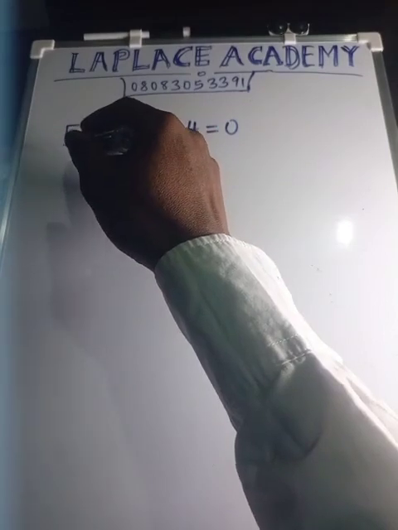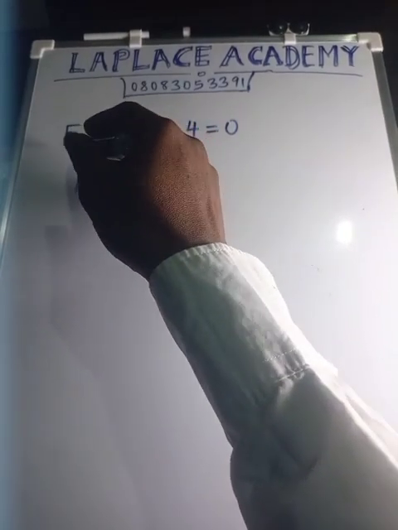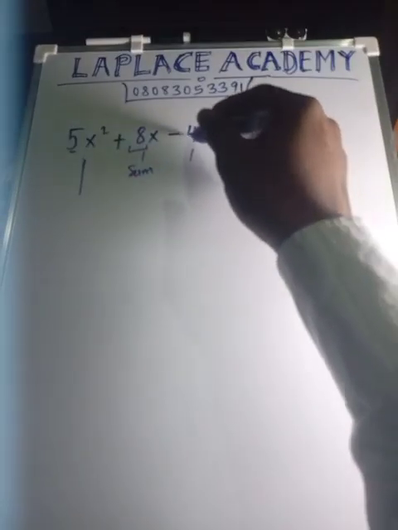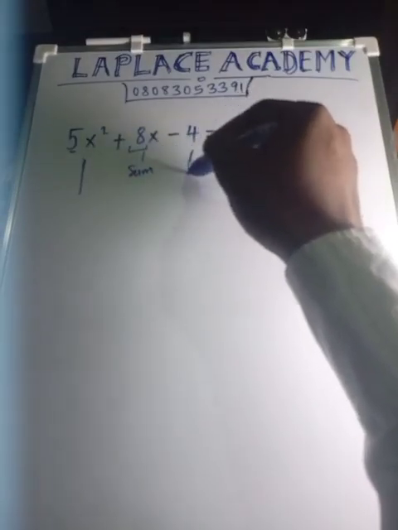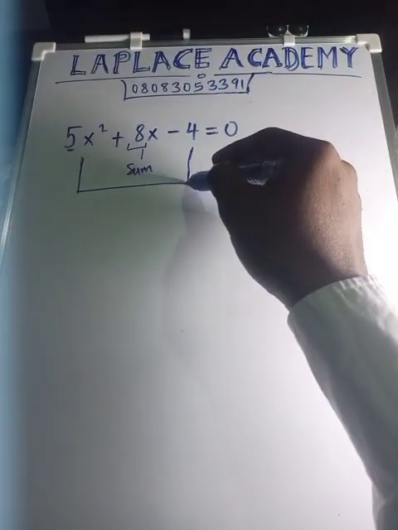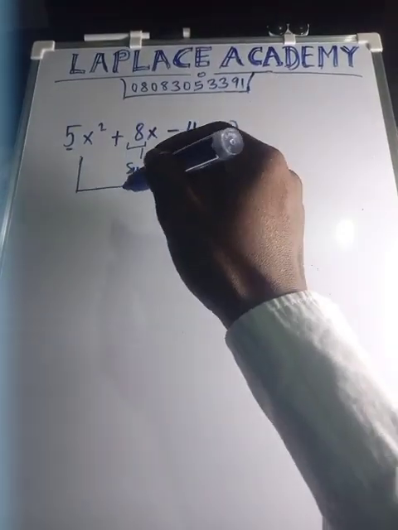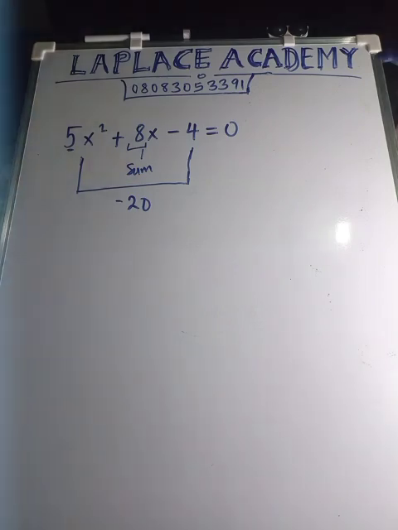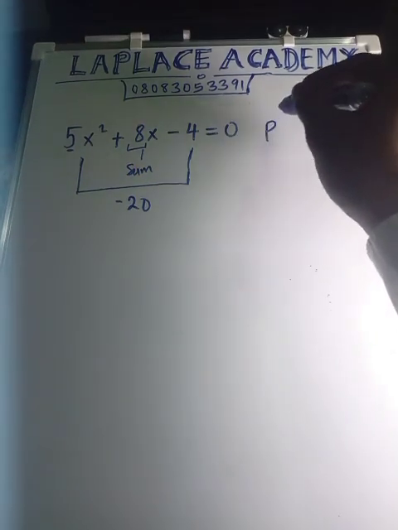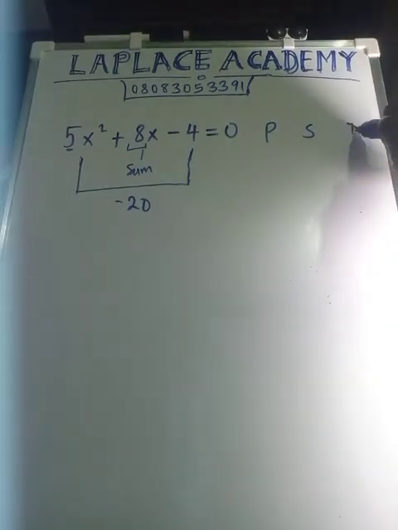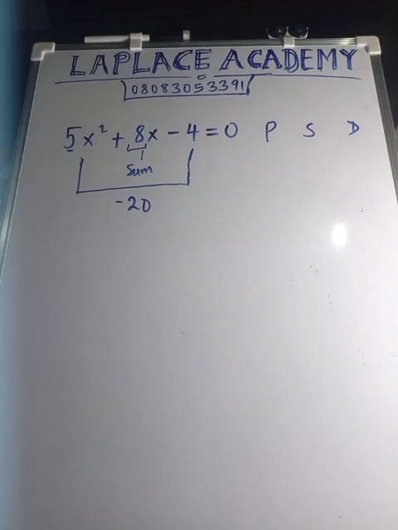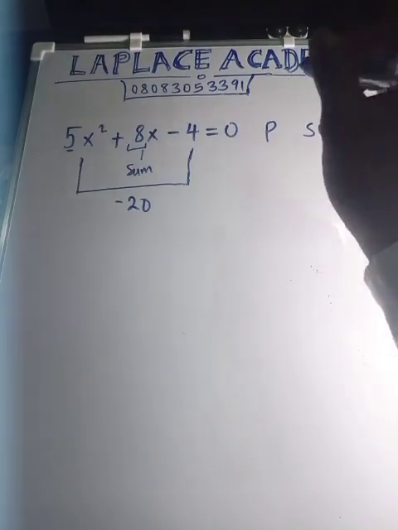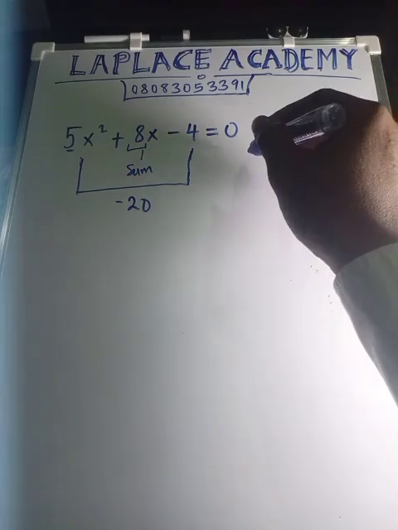And we have what we call the product, which is the product of the coefficient of x squared and that of the one with no coefficient, the constant term. So together, this gives us 5 times minus 4, that's minus 20. So we can quickly use our PSD, product, sum, and difference, to solve our problem. The product is 20. So we just need 2 numbers that we multiply together to give us 20.